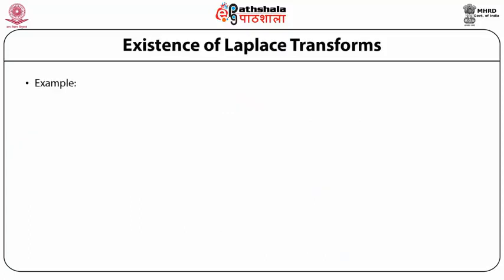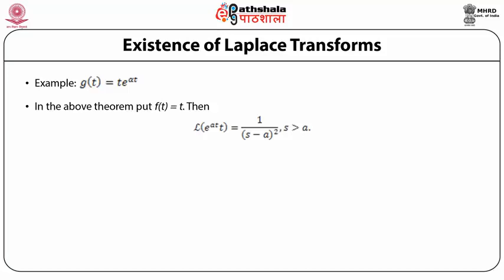We now take up an example where f of t is equal to t into e raised to power alpha t. In the above theorem, we put f of t equals t. Then Laplace of e raised to power at into t is equal to 1 by square of s minus a, where s is greater than a.